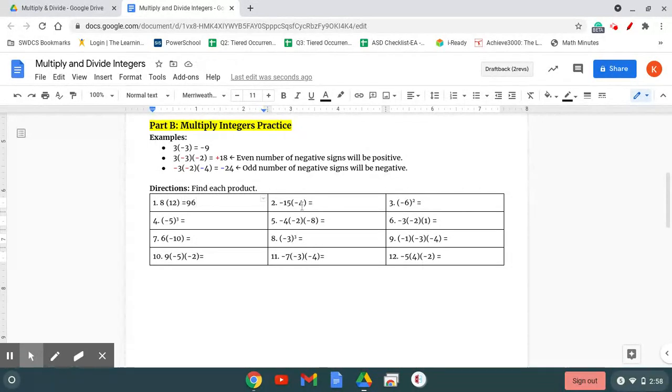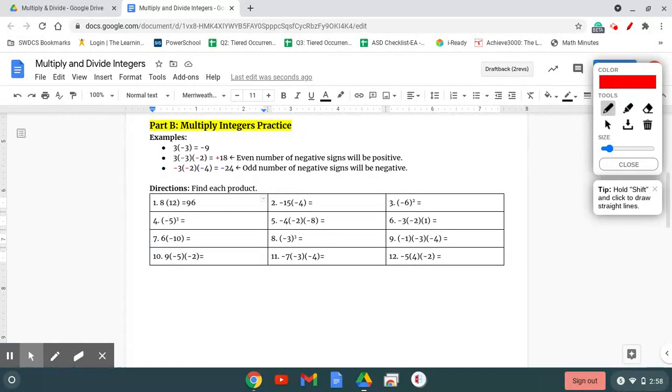All right, number 2. We have 2 negative numbers. 2 negative numbers means our answer is going to be positive. Again, this is not a multiplication fact that I have memorized, so I'm going to show my work. Make sure you're showing your work as well. So we're going to take 15 times 4.